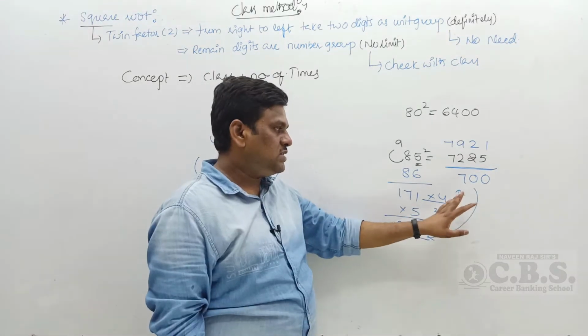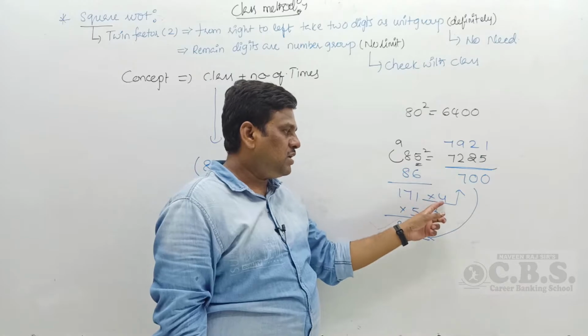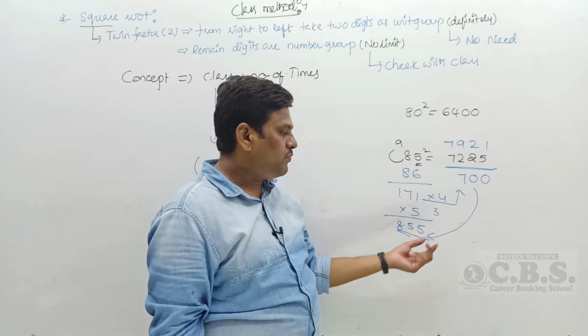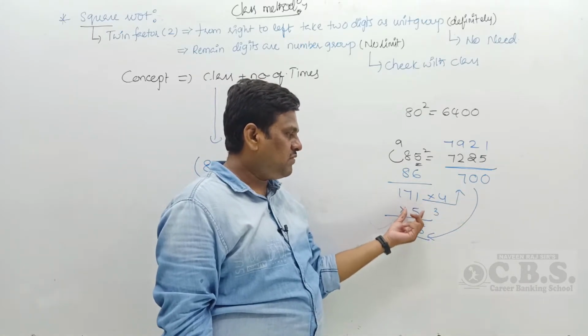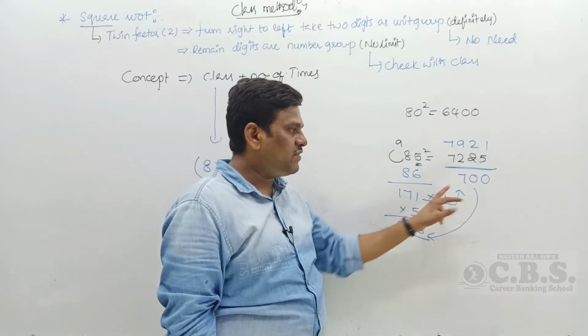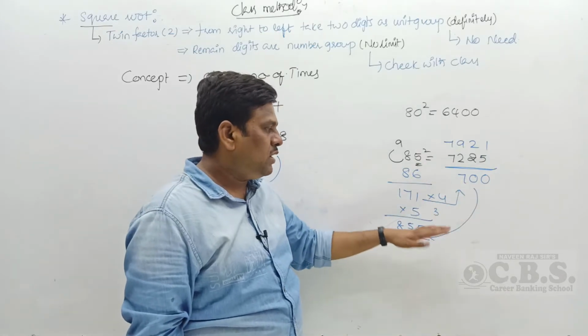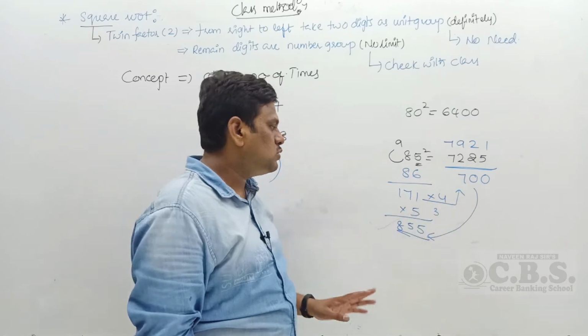Definitely our number of times must be less than the difference value. Friends, understand this concept. For 5 times, it gives you 855. Definitely it is more than 700. That's why I take only 4 times. Okay, so what's your answer?